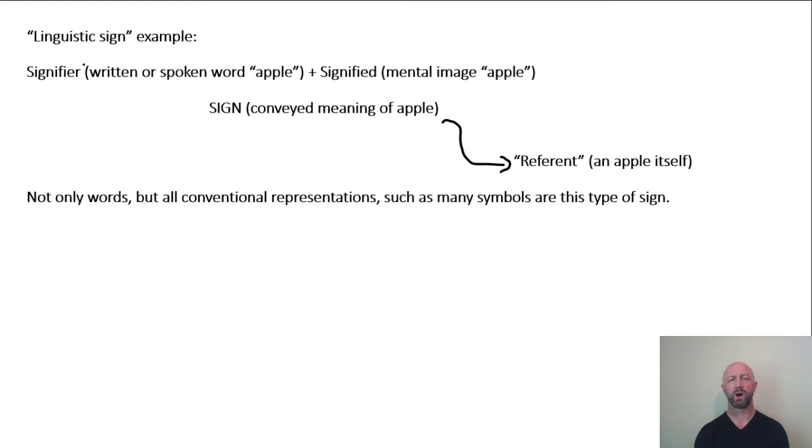Now I want to add one extra thing to this equation. All of these signs tend to refer to something else, right? So when I say I ate an apple this morning, what a sign really literally does is it stands in for something else. It represents something else. And that something else that it represents is its referent, an apple itself, whatever apple I ate, right?